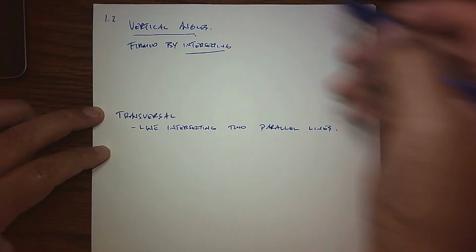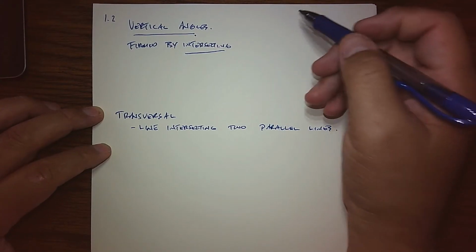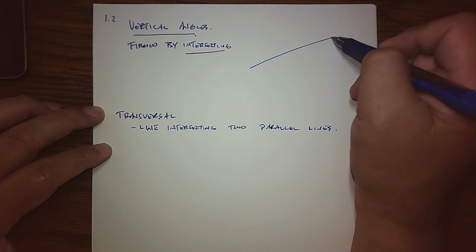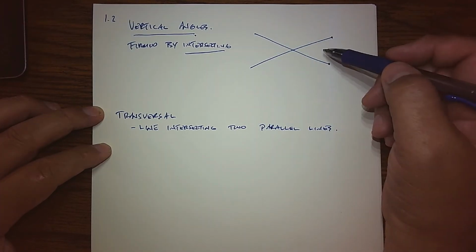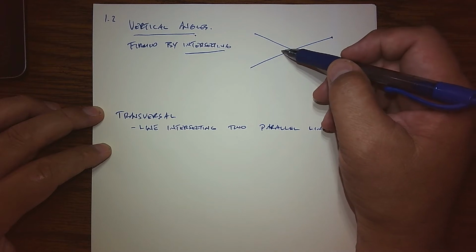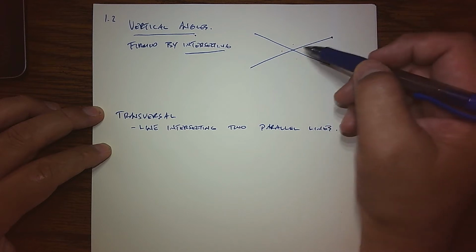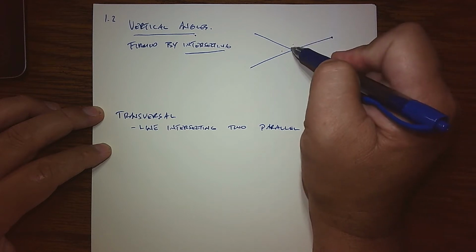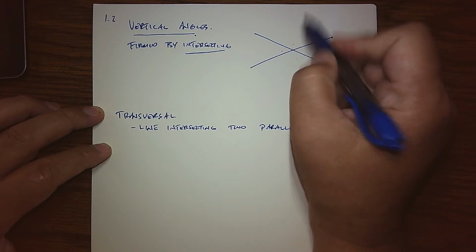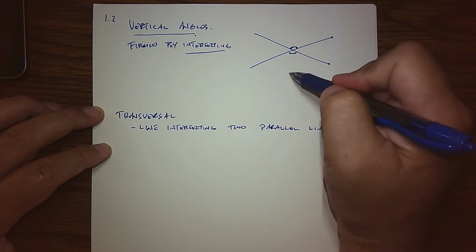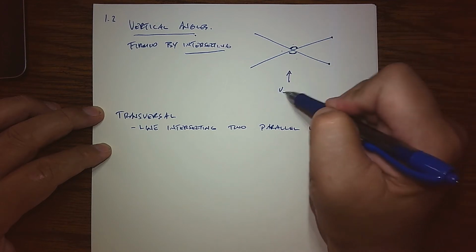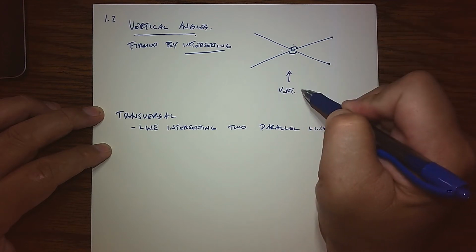So that's how we create a vertical angle. So take a line, intersect it with another line. What I now have are vertical angles. Notice that there are four angles, 1, 2, 3, and 4. And the vertical angles are the ones that are, I guess, opposite of each other. So this angle here and this angle here, that would be one set, that's a vertical angle relationship right there.